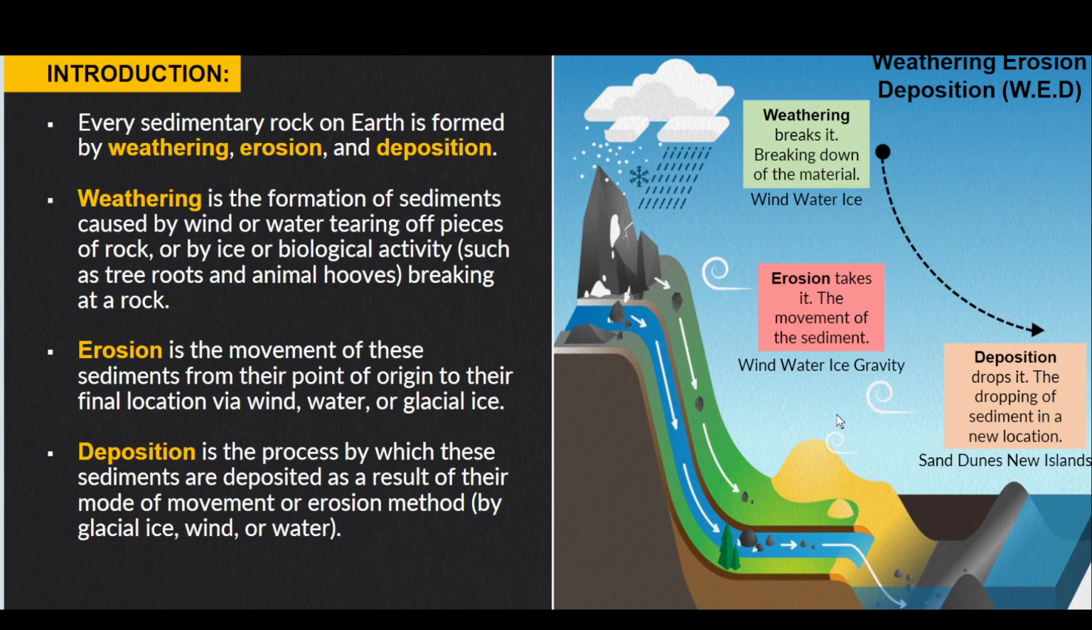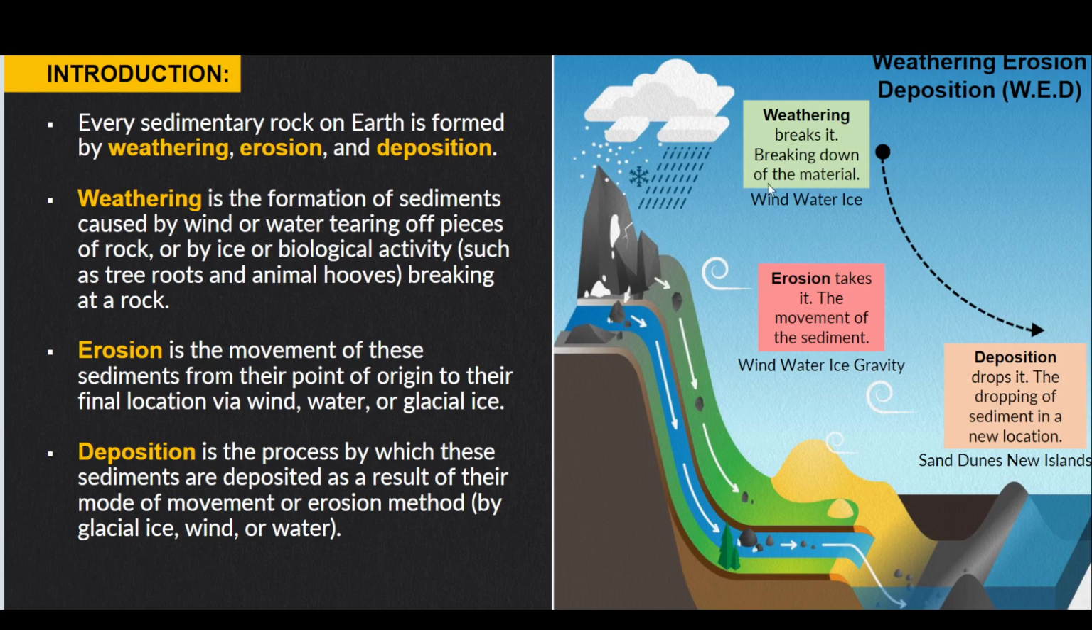Then the third step is deposition. Deposition means these sediments are deposited as a result of their movement or erosion. Like at the end, they are depositing here at a new location, right? So this is called deposition, which makes sand dunes, like dunes, new islands.